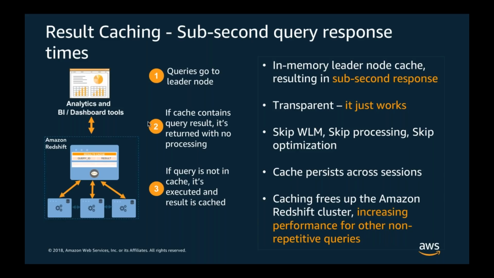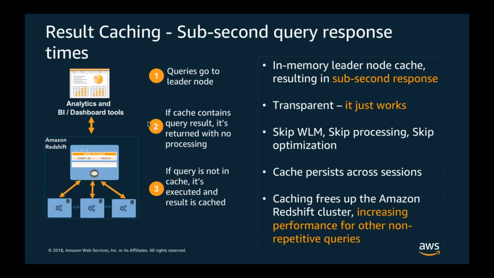Now with results caching, what we really do is we start caching the result of your query. So that if the same query comes back again, we skip everything. We skip WLM, we skip processing, nothing really happens. We simply return the data from the cache, right?